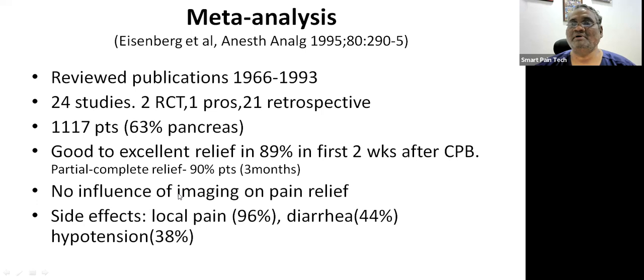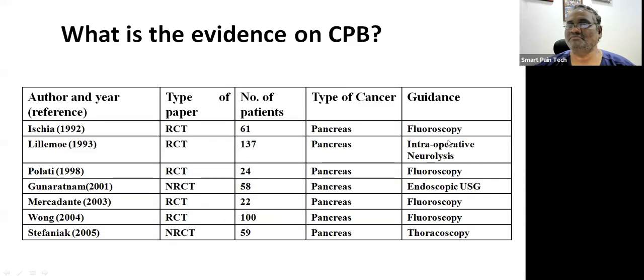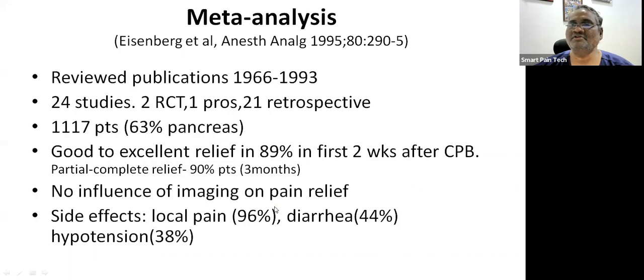Okay, imaging doesn't influence. If you see, there is fluoroscopy. This one is an intraoperative neurolysis. While operating, they have done that. You can see a celiac ganglion, and they directly injected it. This one is via thoracoscopy. This is endoscopic USG. So it doesn't influence. Imaging has no influence on the pain relief. Whatever imaging modality you use, there will be the same pain relief if the block is perfect. And you see only 3 common side effects: local pain, diarrhea, and hypotension. Okay.